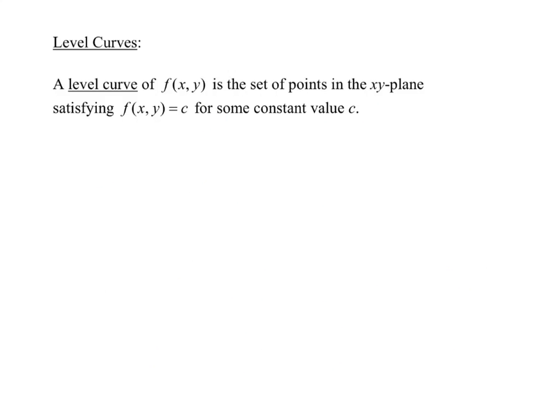A level curve of some function f of xy is the set of points in the xy plane satisfying f of xy equals some constant, which we usually use a c for. Now notice that the level curves are in the xy plane, so they're two-dimensional. The reason we get this is because we make our function of two variables equal to a constant, so we only end up with x and y, and we don't end up with the z in the function. Here's an example from your textbook.